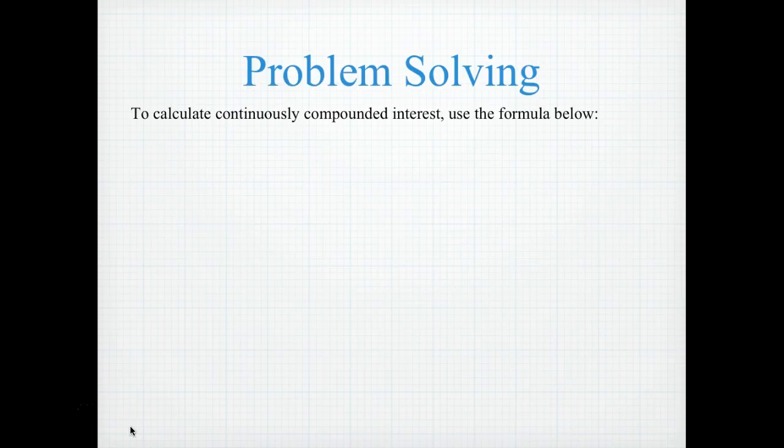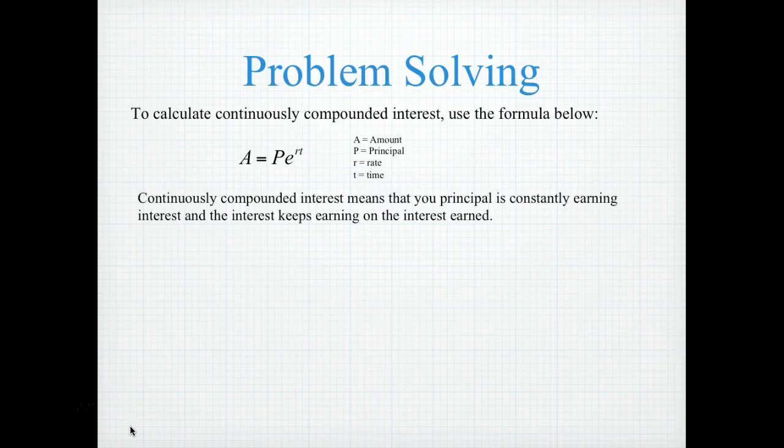In the next example, we're going to calculate continuously compounded interest using the PERT formula. A is equal to P times e to the rt power. The variables are still the same. A represents the amount of money we have left at the end of our investment. P represents our principal, which is the amount of money that we start with. r is our rate, and t is our time. Continuously compounded interest means that your principal is constantly earning interest, and the interest keeps earning interest on the interest earned.